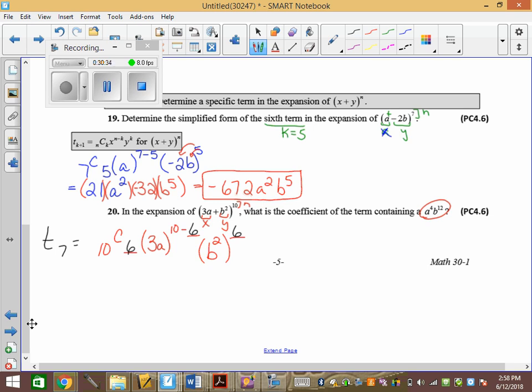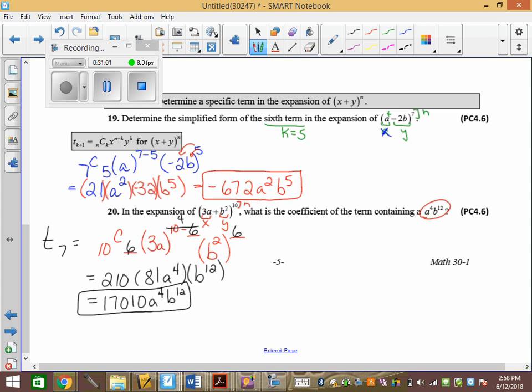What's 10c6? 210? And then 3 is to the 4. 3 to the 4 is 81. a to the 4, b to the 12. What's 210 times 81? a^4 b^12. So what is the coefficient? 17,010.